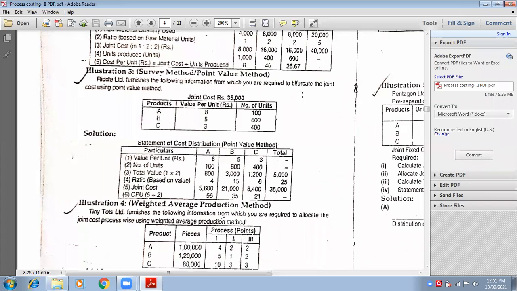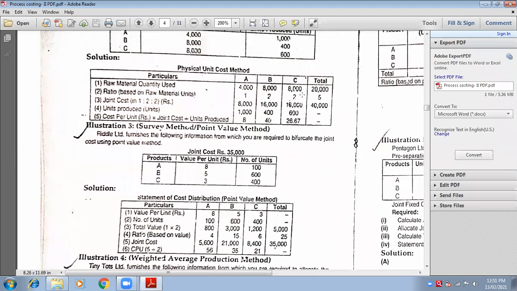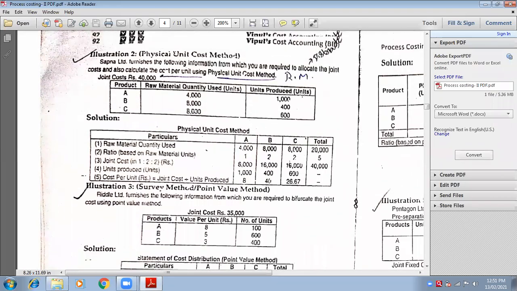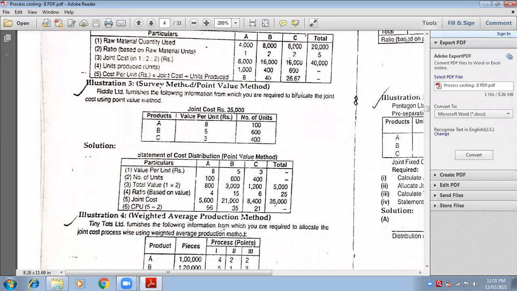Very simple. Yesterday we did physical unit cost method, if you all remember. What did we do in physical unit cost method? First step was taking raw material in quantity. Taking out the ratio was the second step. And then that ratio was taken as a base for allocation of joint cost. Similarly, in our third sum, earlier raw material was taken as base, and we calculated the ratio of raw material in quantity.